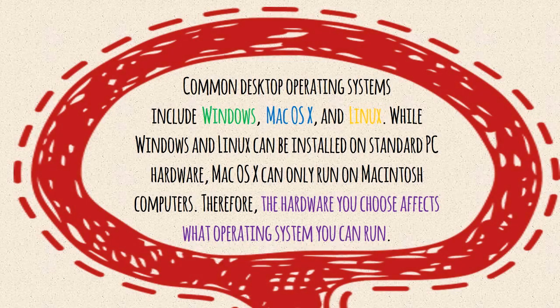Common desktop operating systems include Windows, Mac OS X, and Linux. While Windows and Linux can be installed on standard PC hardware, Mac OS X can only run on Macintosh computers. Therefore, the hardware you choose affects what operating system you can run.